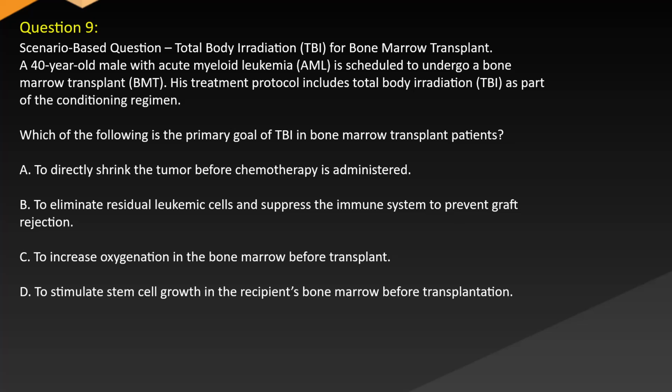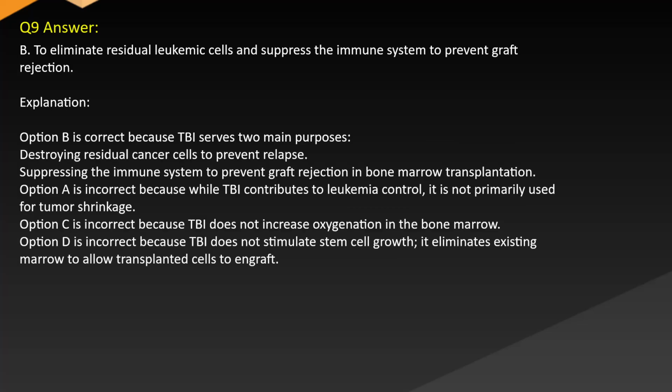A. To directly shrink the tumor before chemotherapy is administered. B. To eliminate residual leukemic cells and suppress the immune system to prevent graft rejection. C. To increase oxygenation in the bone marrow before transplant. D. To stimulate stem cell growth in the recipient's bone marrow before transplantation. Answer B. To eliminate residual leukemic cells and suppress the immune system to prevent graft rejection.